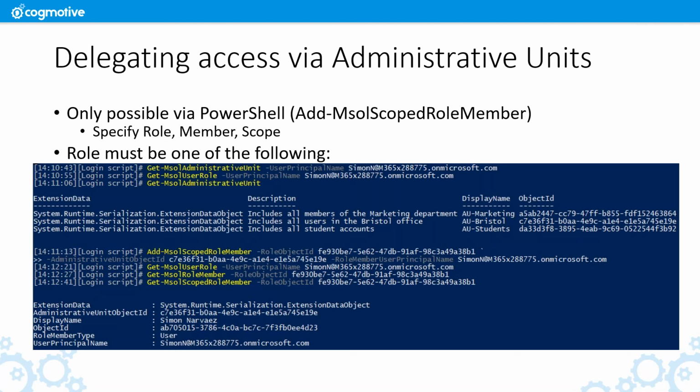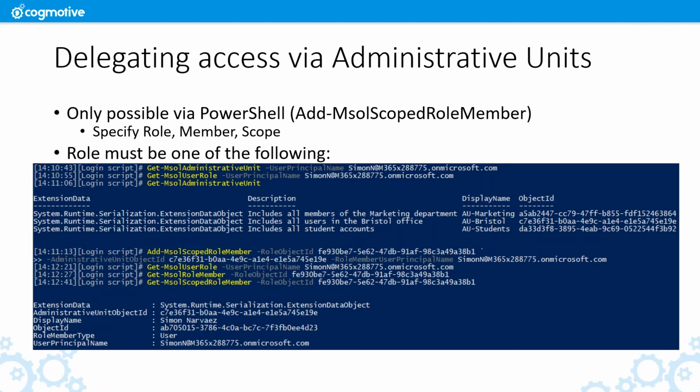So once you have actually issued the Add-MsolScopedRoleMember commandlet to create this association between the administrative unit and the delegate, who will be given all those permissions on this set of users, you can use the commandlets then to actually verify that the process has been completed successfully. Because this is this type of scoped role, if you again issue the Get-MsolUserRole commandlet against Simon, you will see that he's still not listed as a member of any admin role.